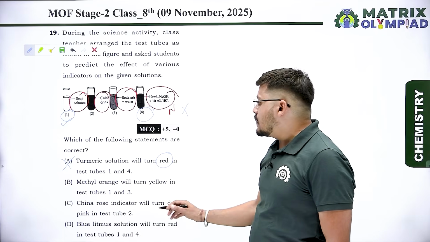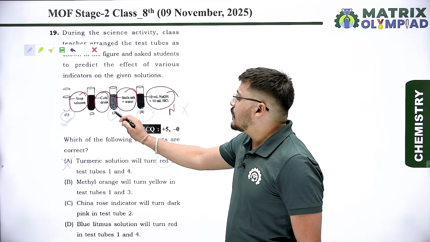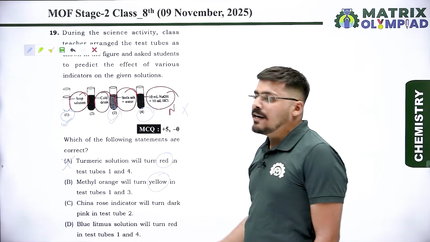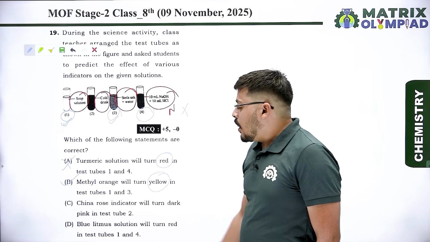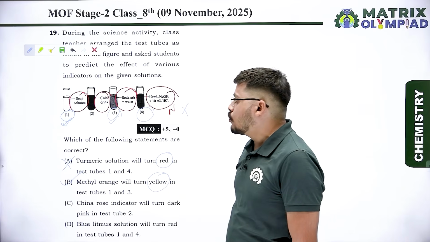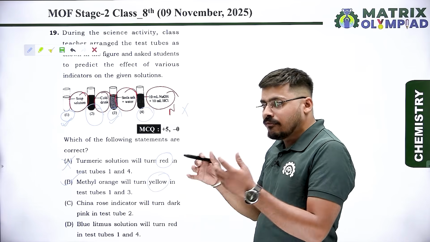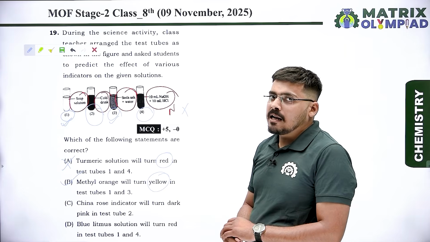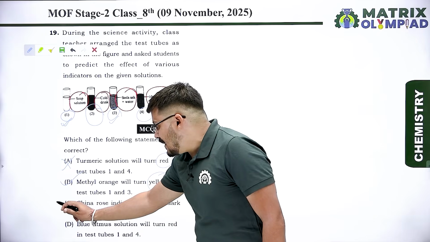Methyl orange will turn yellow in test tubes 1 and 3. Test tube 1 contains a base and 3 contains a base, and we know very well that methyl orange turns yellow in a basic solution. So option B is correct. Option C: China rose indicator will turn dark pink in test tube 2. Test tube 2 contains the cold drink, which is acidic in nature, and China rose indicator turns pink, reddish pink or dark pink in acid. So option C is correct.